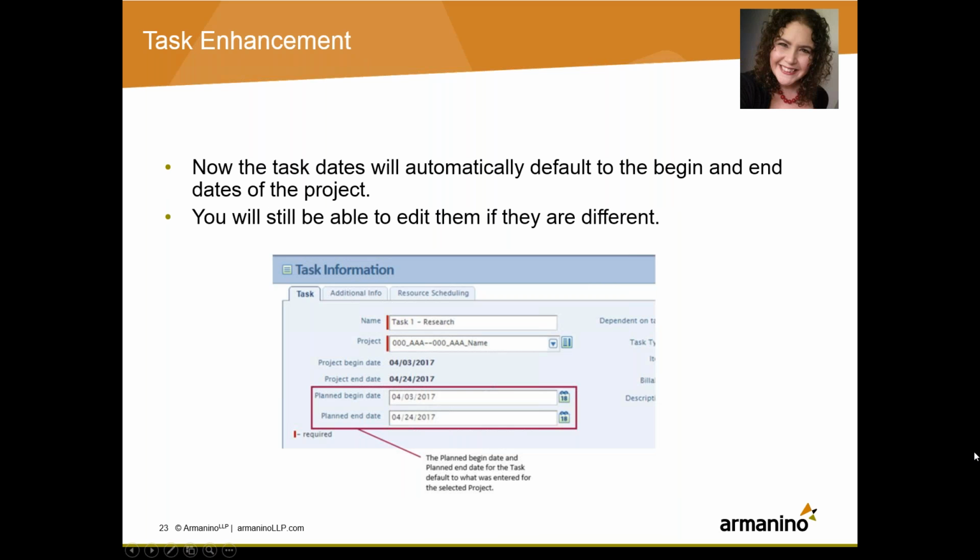There's also another small update related to tasks. So now when you're setting up tasks for your project, the task dates will automatically default to the beginning and ending dates of your project. You do still have the ability to override them, but if all of your tasks are going to fall in line with your project, this will make it a lot quicker to be able to set up those tasks as well as the associated resources.